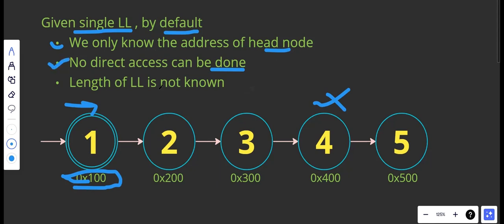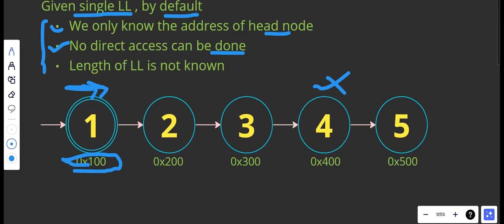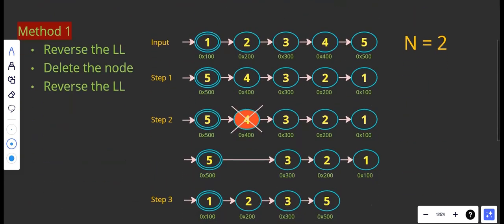Third point says the length of the linked list is not known initially. So like in an array, we know the length of the array, but in a linked list, we don't know. To find out the length of the linked list, again, we have to traverse the linked list from the beginning and check how many nodes it contains. So these are the few points you have to remember before jumping onto the solution. So to solve this problem, there are two methods. Let's see one by one.